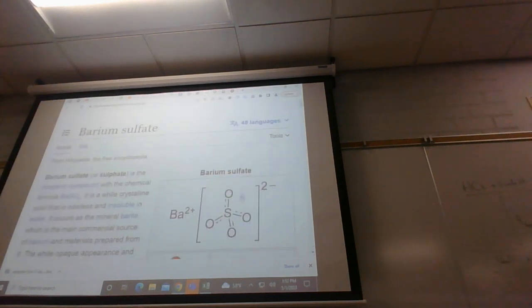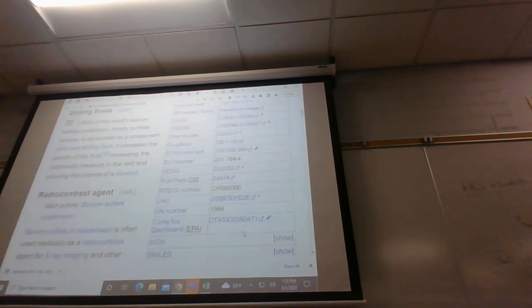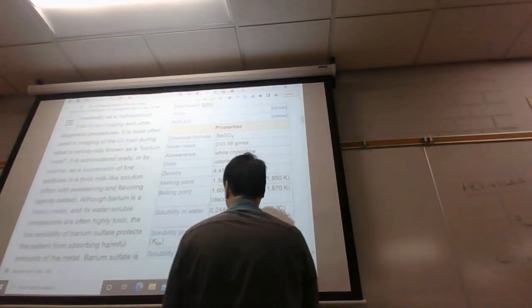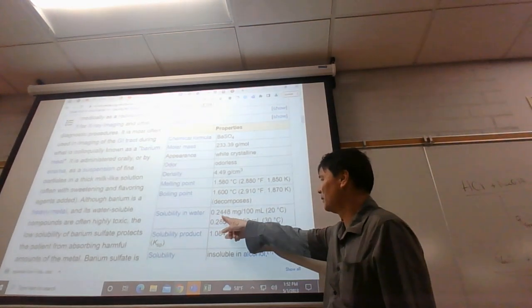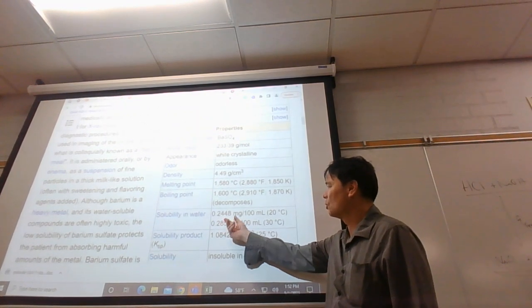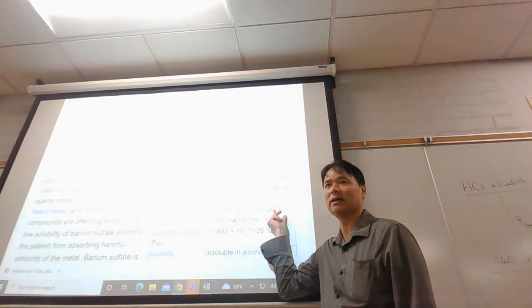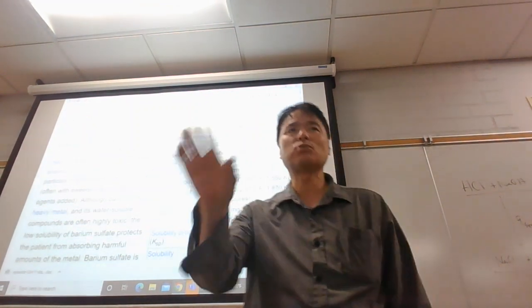You just go to Wikipedia for barium sulfate and check the solubility. It's insoluble, but it's not infinitely insoluble. In other words, a little bit will dissolve. And actually, that's more than a little bit. That's almost a quarter gram. A quarter gram of barium sulfate will dissolve in 100 milliliters at 20 degrees C. So you don't want to be washing with too much water.